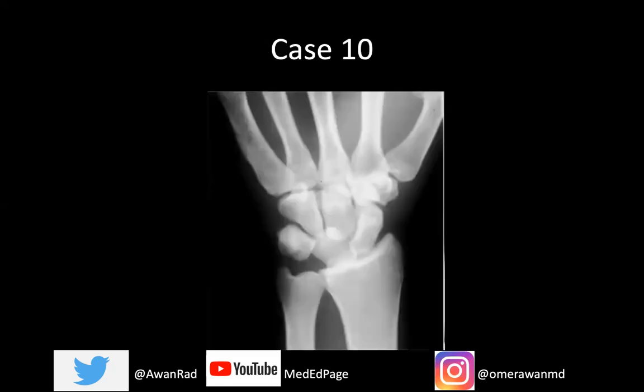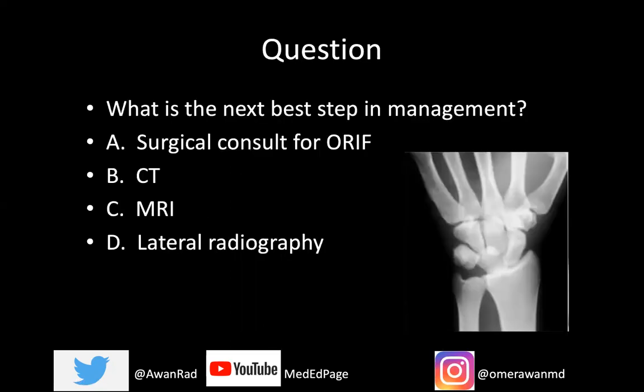Case number 10, we have a frontal view of the wrist here, showing an obvious abnormality. What's the next best step in management? Well, the finding you should notice is that this lunate is pie-shaped. There's abnormal alignment of the proximal carpal row, right, between the scaphoid, lunate, triquetrum. So that indicates there's some element of carpal instability.